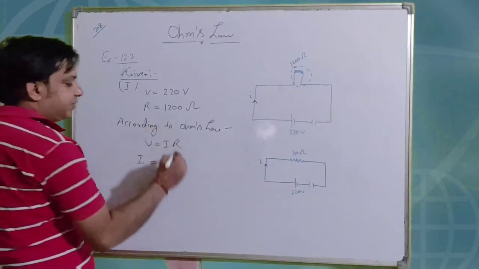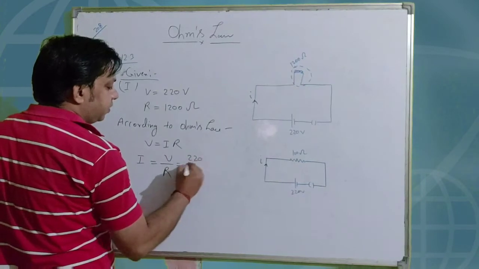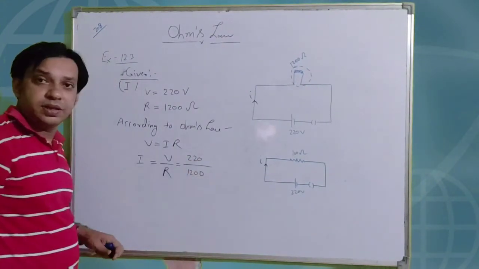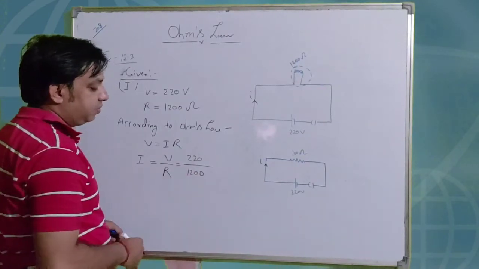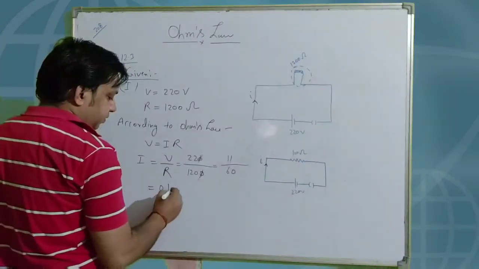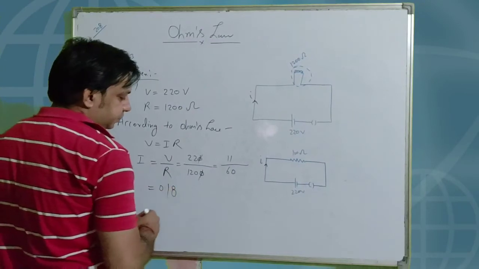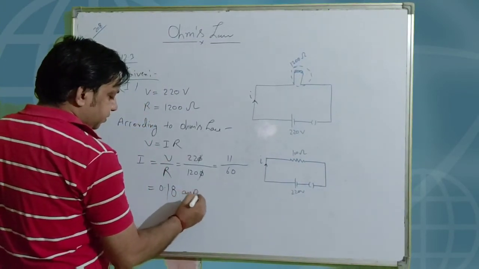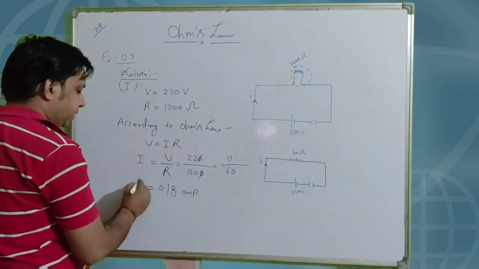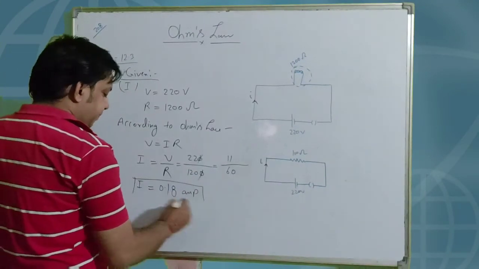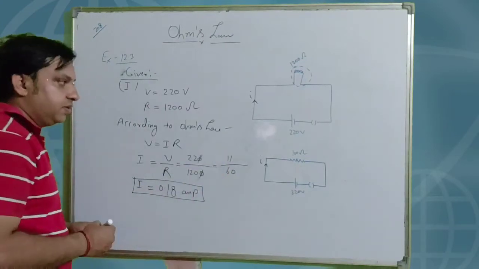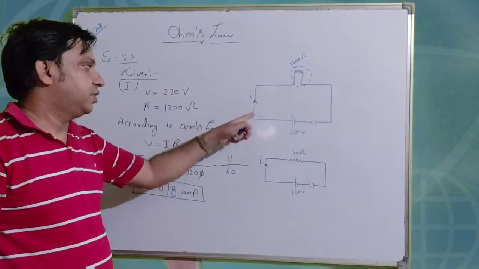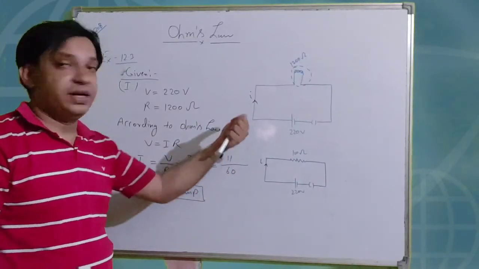Clear? So V is given, 220 volt, divided by the resistance 1200. The value of this is given. Just simplify it to 0.18 ampere. You are getting the value of the current, and this is for the first case. This is the value of the current flowing through this circuit. So in this circuit, 0.18 ampere current is flowing.